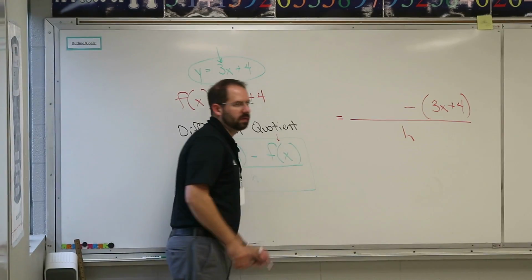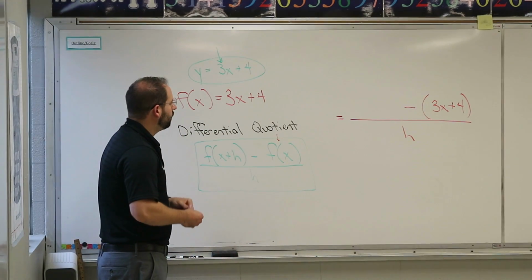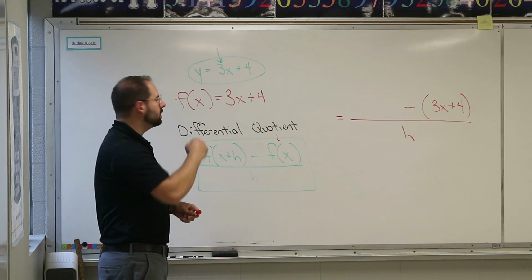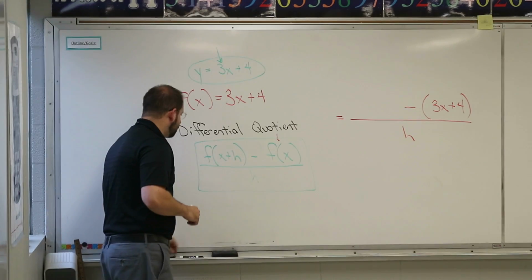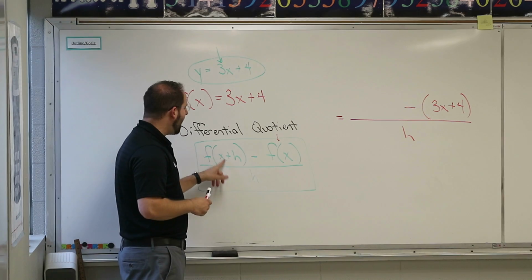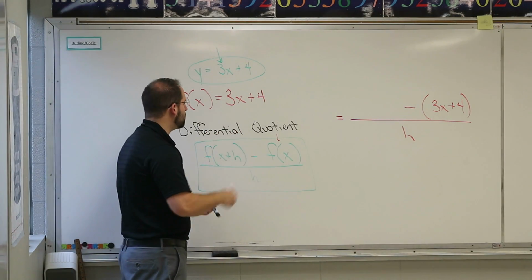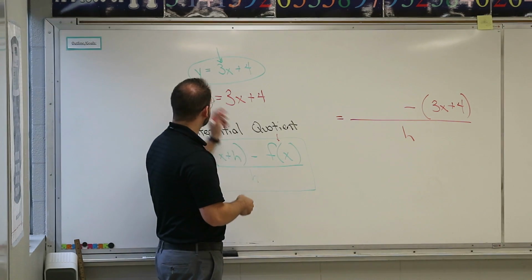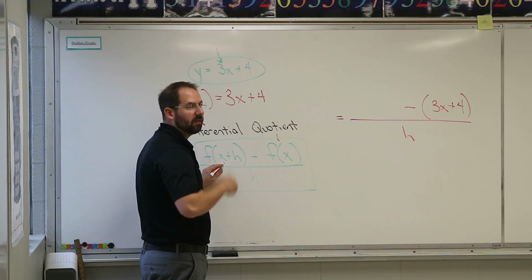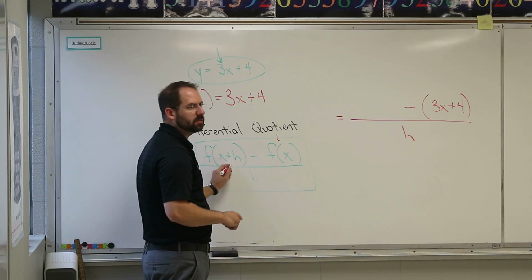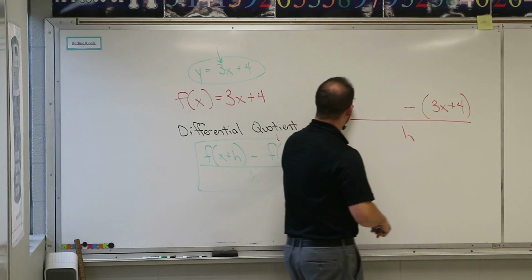So what I just wrote down right now is this part. In the front is the function with x plus h plugged in to all the spots. So you're substituting x plus h into the function. So my function was 3x plus 4, but wherever you see an x, I'm plugging this x plus h into it. So this is the function up above.